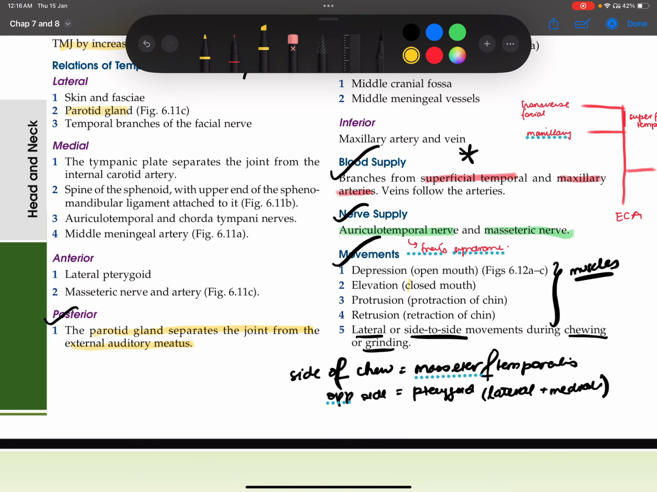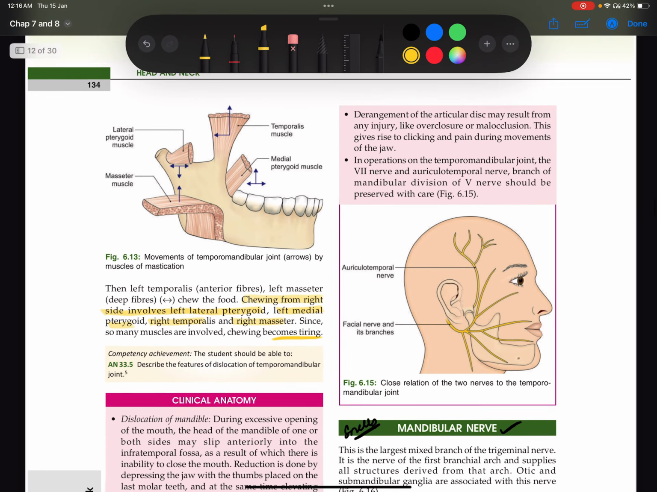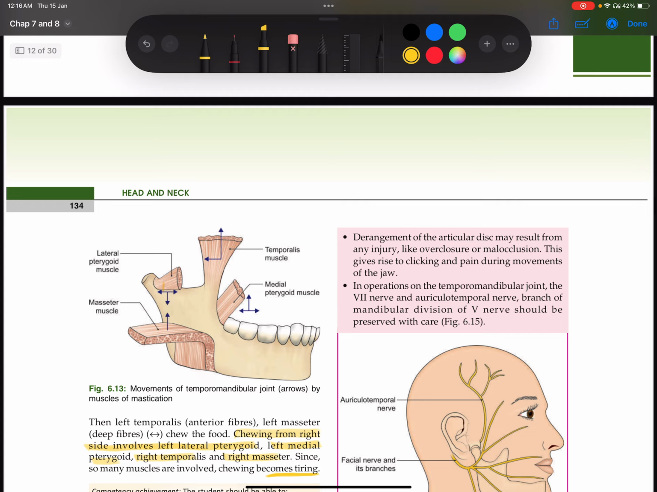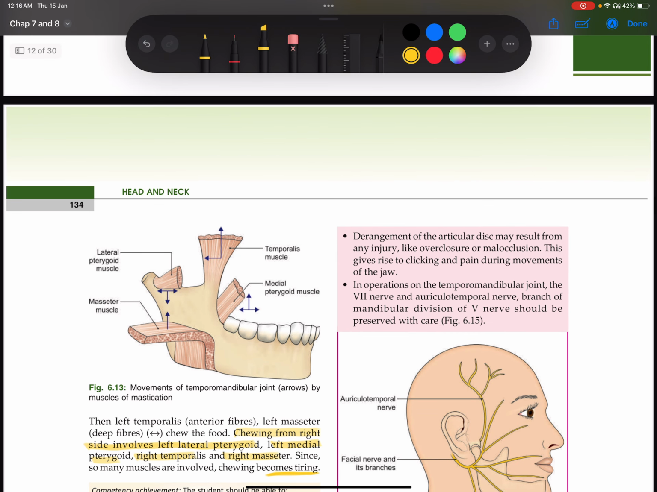Right. So depression, if you look at this diagram, is caused by just the lateral pterygoid. So depression is done by just the lateral pterygoid. That's mandible depression. If we talk about mandible elevation, it's caused by the masseter, also the temporalis, and also the medial pterygoid. So these are the four muscles of mastication that you need to know: lateral pterygoid, medial pterygoid, temporalis, and masseter. All the remaining cause elevation and the lateral pterygoid causes depression, right?